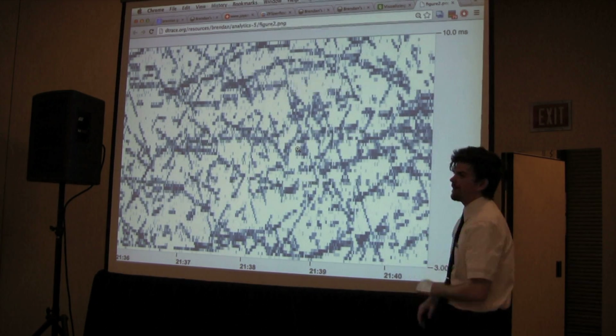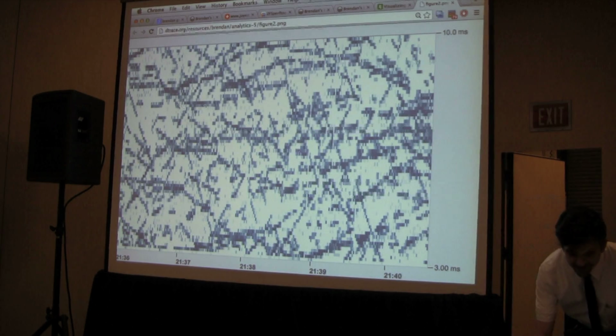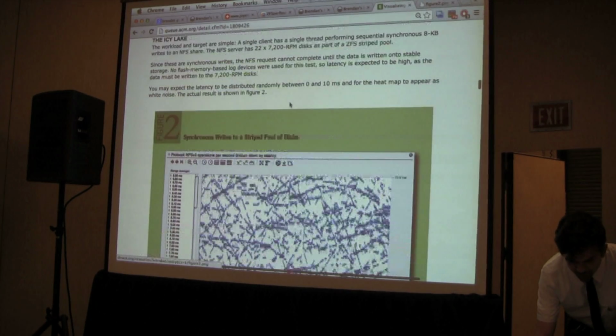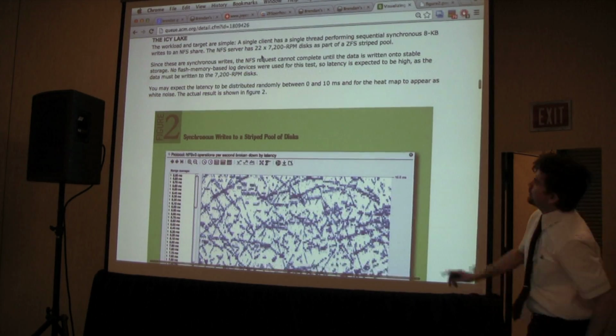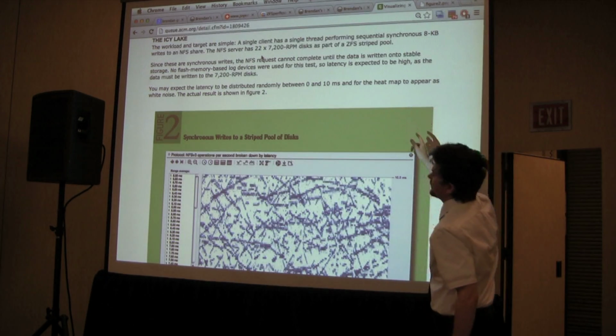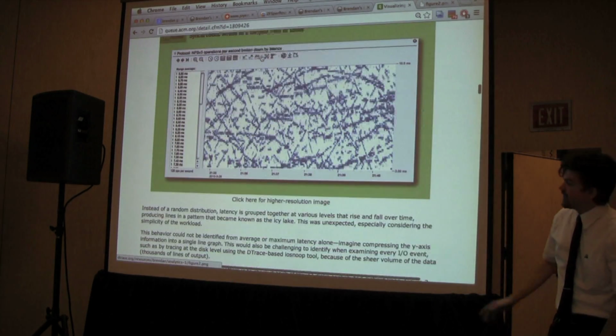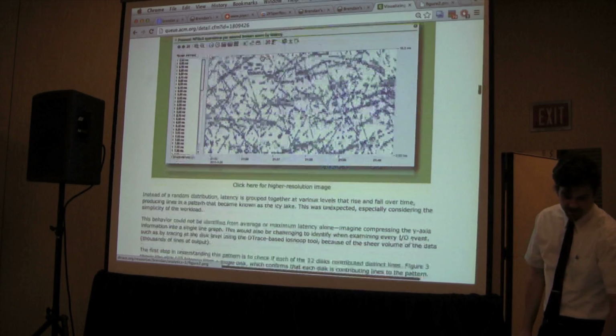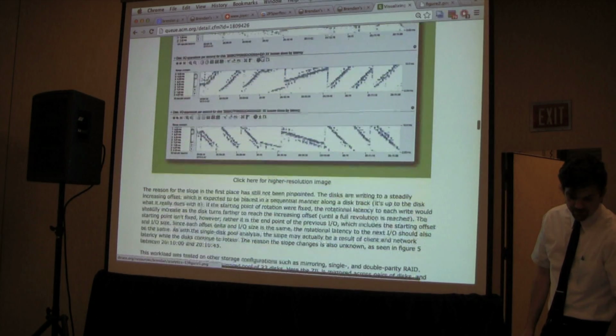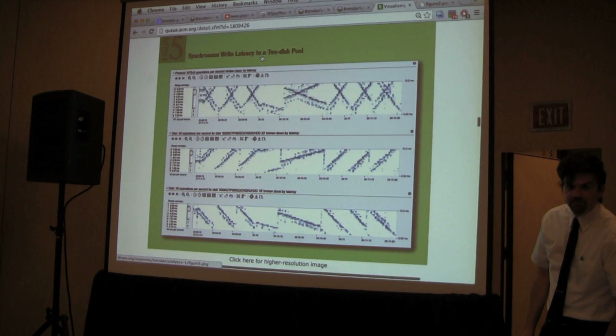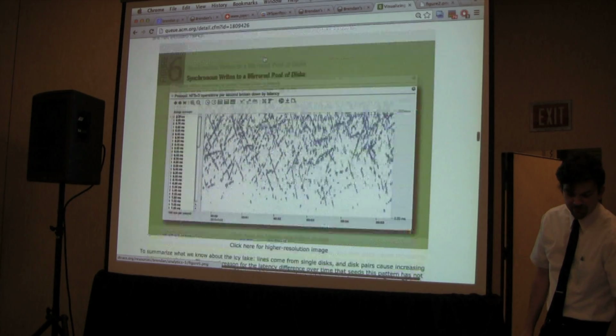How many disks were in that? I wrote this article so long ago, I think 22 7200 RPM disks, ZFS striped pooled, and that's actually the latency, insane. So when I look at those lines, I'm thinking that's kind of why.